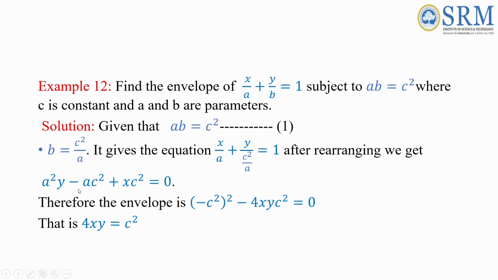Again, it is of the form Aθ² + Bθ + C = 0. So therefore, the envelope is (-c²)² - 4xyc² = 0. After cancelling the common term, we get 4xy = c².